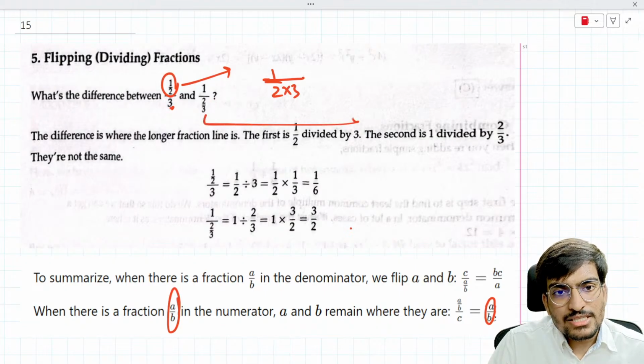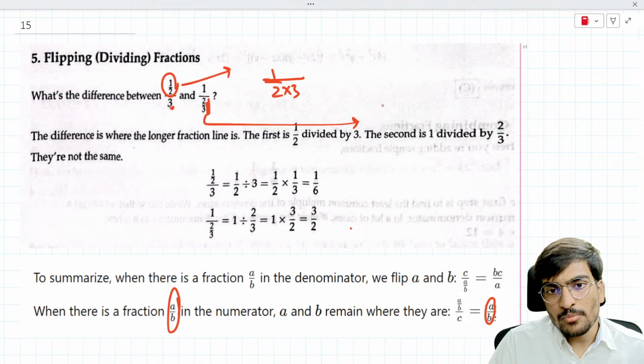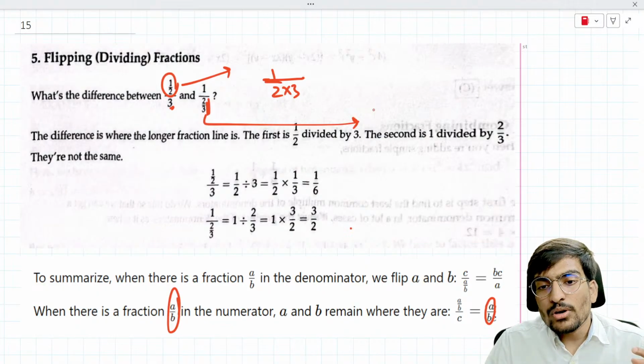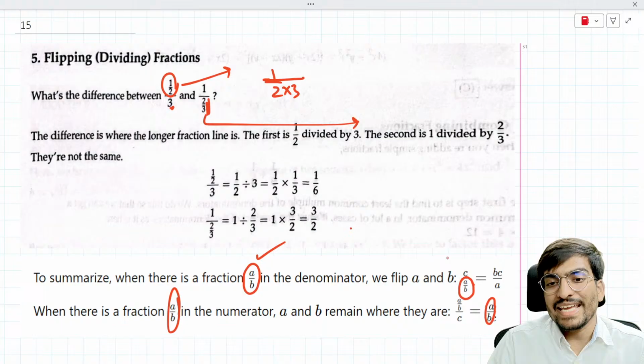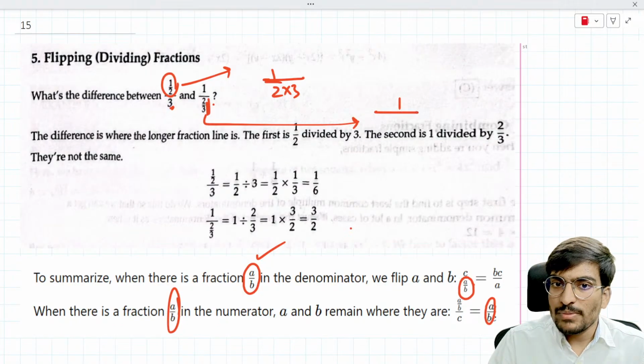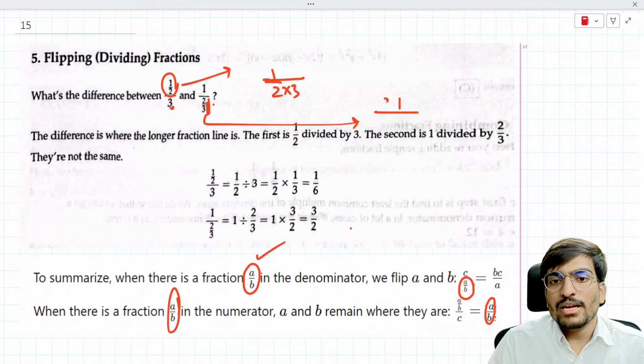If a by b, like 2 by 3, is in the denominator, then you will reciprocate. This a by b will become b by a, which means this 1 will be there, but this 2 by 3 will become 3 by 2. So what do you get? 3 by 2 will be your answer. Got it?